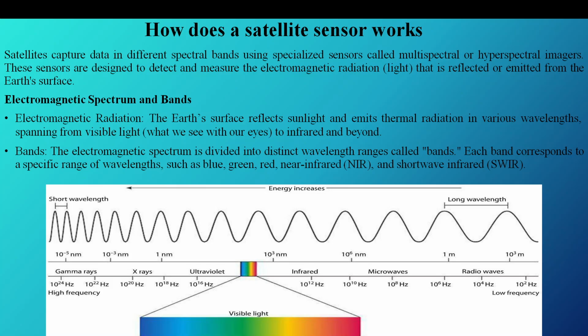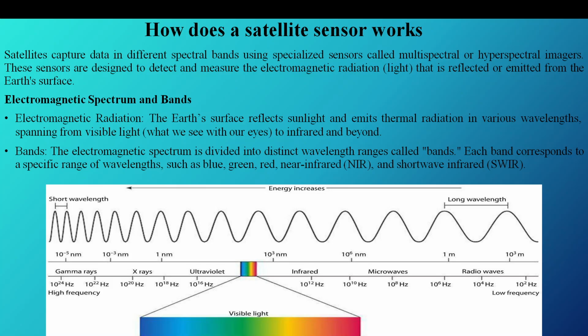Then we have shortwave infrared, or SWIR, which detects moisture content in soil and vegetation. Then we have thermal infrared, TIR, which measures surface temperature and heat emission. And also we have microwave and radio waves used in radar and passive remote sensing applications.